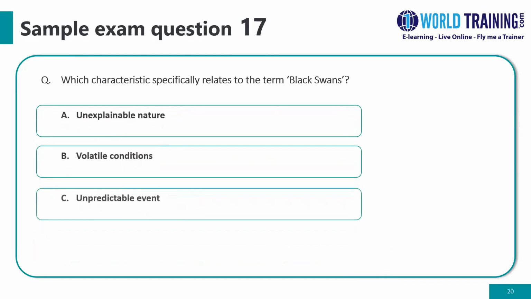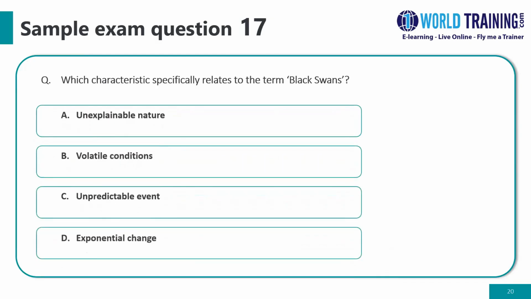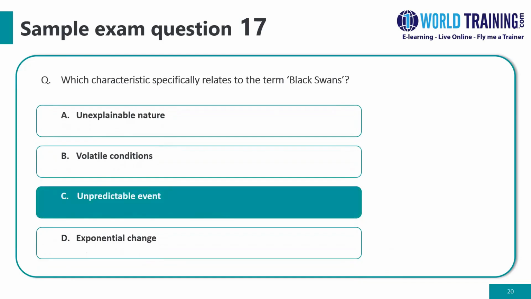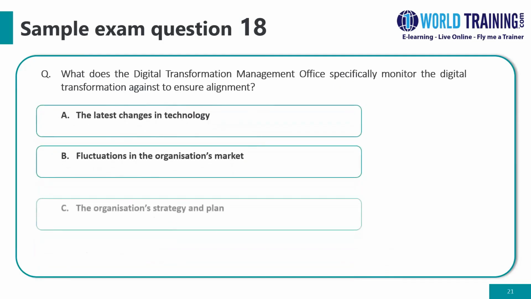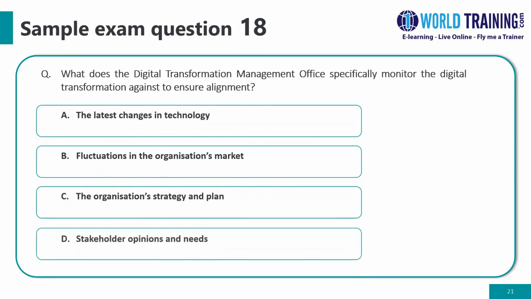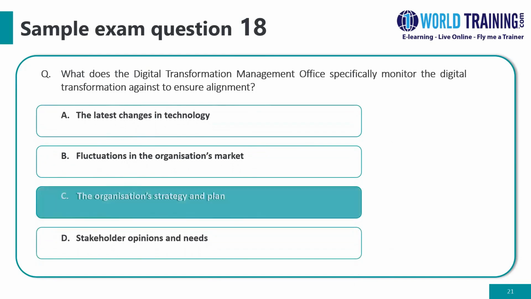Number 17, which characteristic specifically relates to the term black swans? The answer is C, unpredictable event. Number 18, what does the Digital Transformation Management Office specifically monitor the digital transformation against to ensure alignment? The answer is the organization strategy and plan.